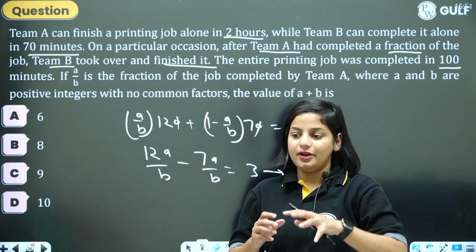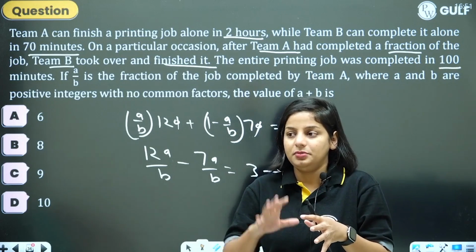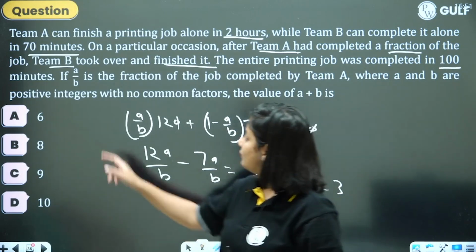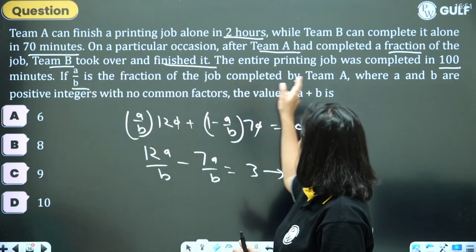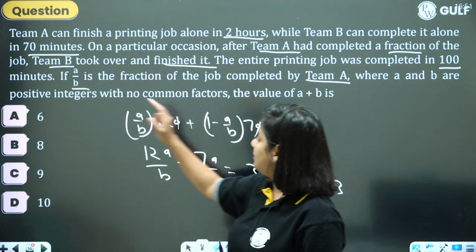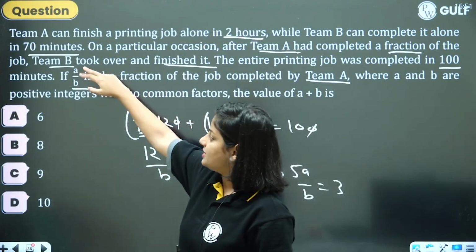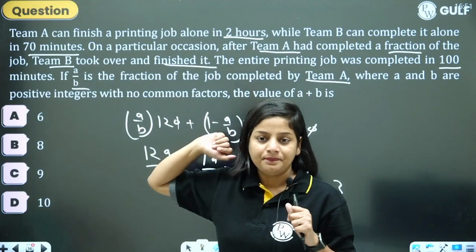Right, so first A was doing the job, then they left in between and Team B took over, and totally they took 100 minutes to solve it. If A by B is the fraction of job completed by Team A, where A and B are positive integers with no common factors, the value of A plus B is? So basically find A and B and add them, right?